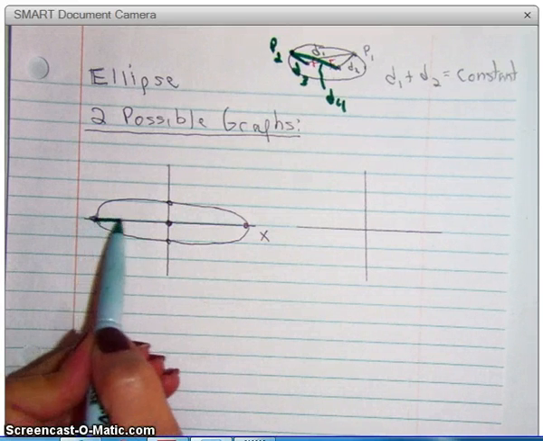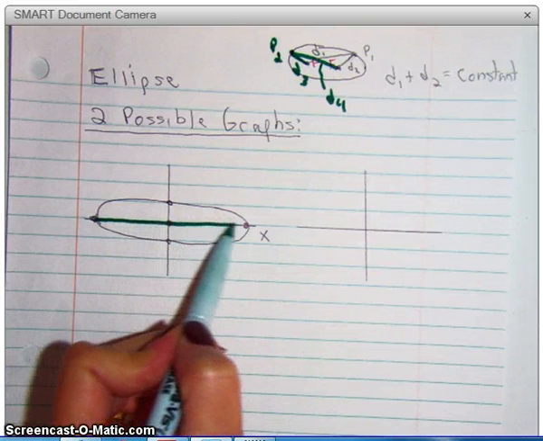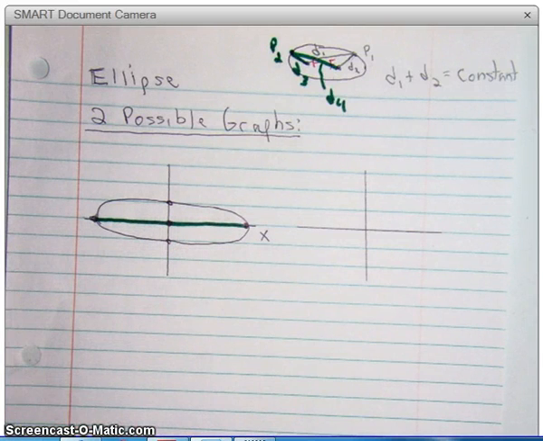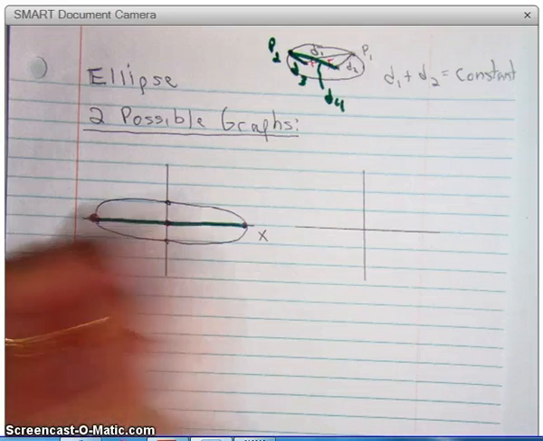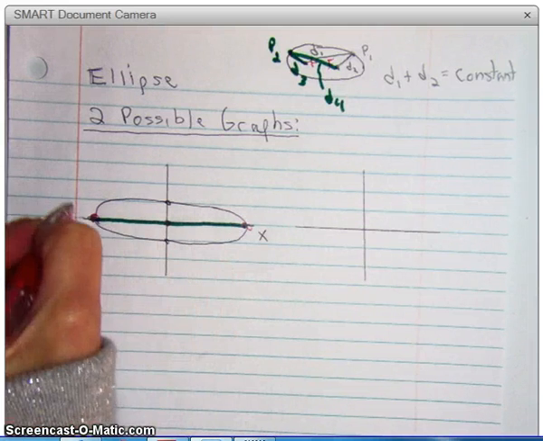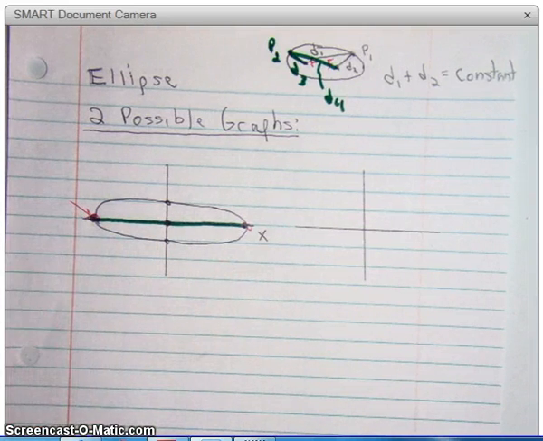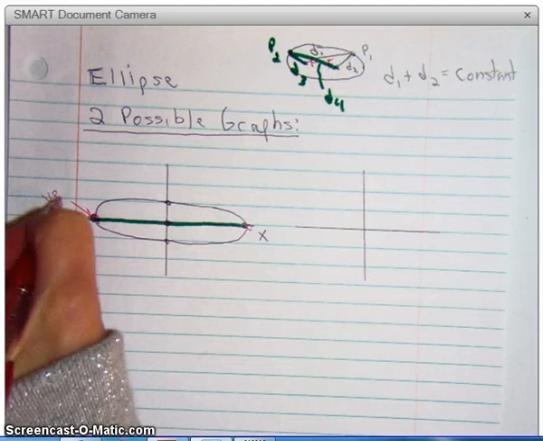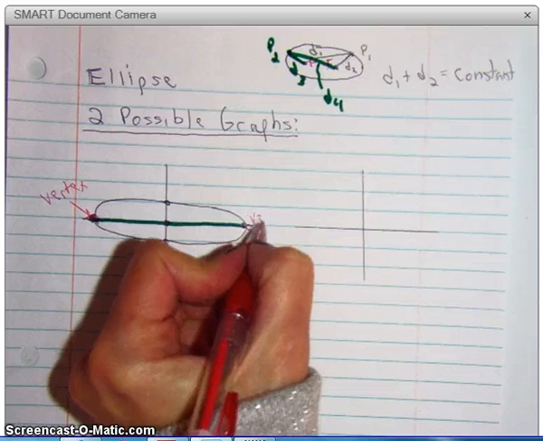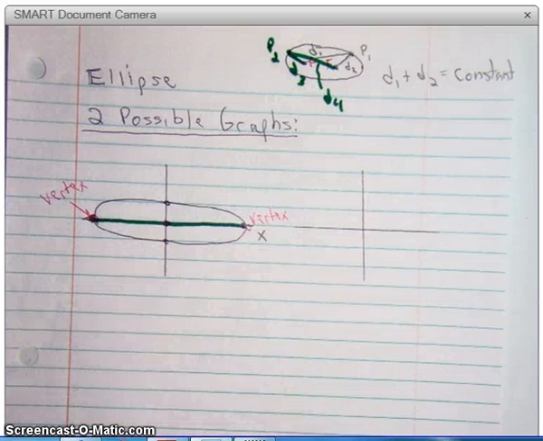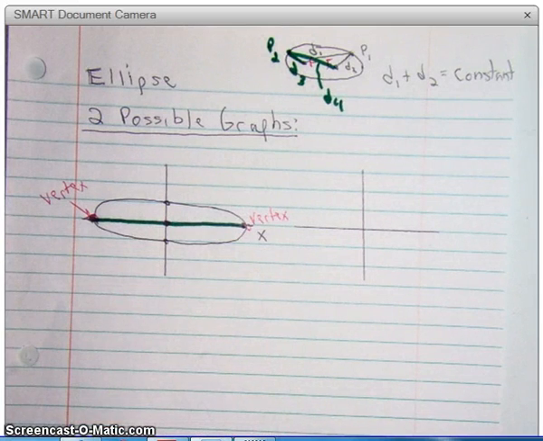So this is called the major axis. The 2 points at the ends of the major axis, so this point and this point, those are vertices. So here's a vertex, here's a vertex. And you guys can label them with just V's, fine for vertex, okay?